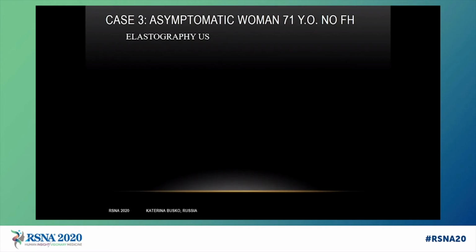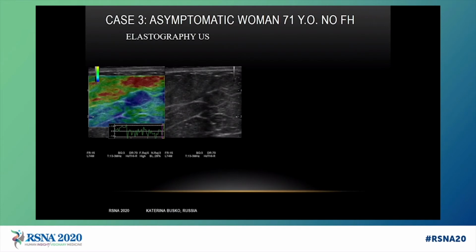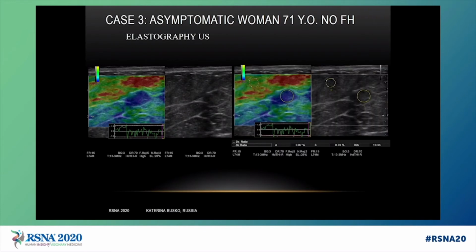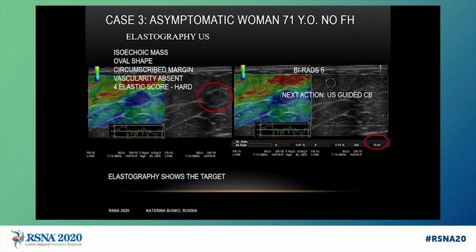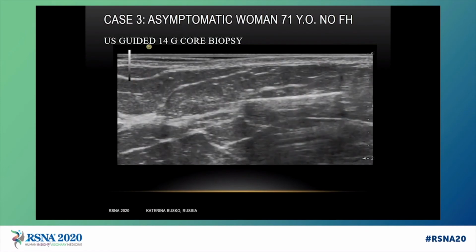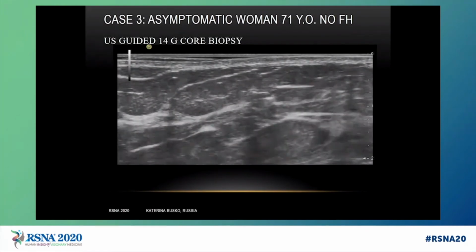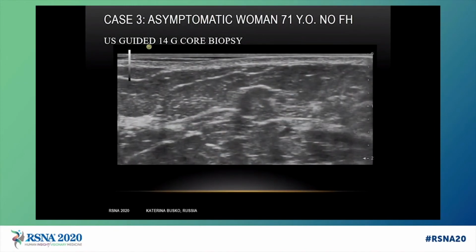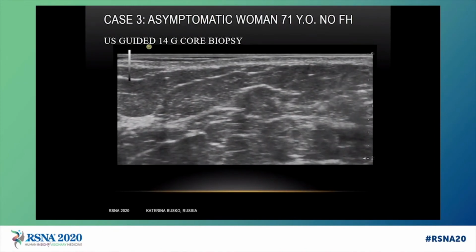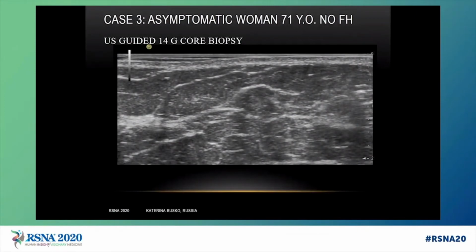But when we used elastography, we were able to find the target. It was an isoechoic mass with a four-point elastic score, strain ratio 10. It was a hard lesion. BI-RADS 5 category, and next action, ultrasound-guided core biopsy, which was done. The result of the pathology was invasive mucinous carcinoma of the right breast, G2. A lumpectomy with sentinel lymph node biopsy was selected.